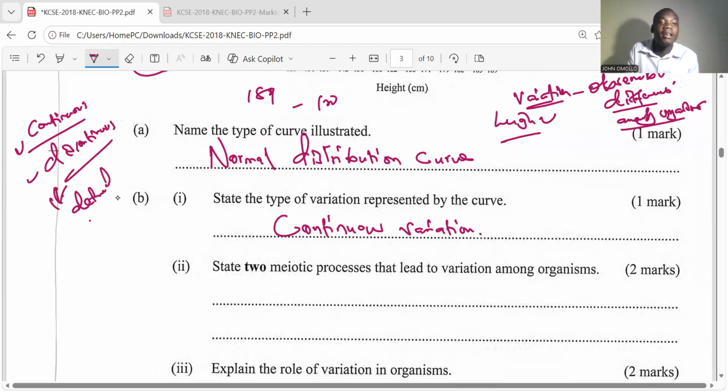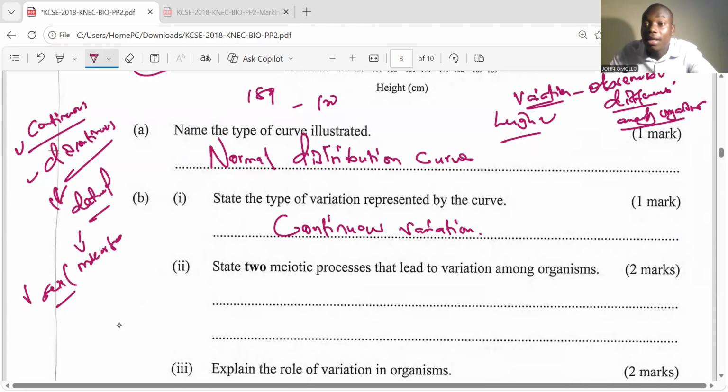It's a very defined type of variation where you can easily tell that this person is male or female, and that is sex. So that is discontinuous variation. Example of discontinuous variation, one of them is sex. You can easily tell that this person is a male and this person is a female. And then another example is ability to roll the tongue.